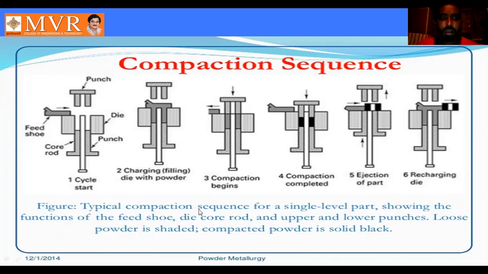So see here the typical compaction sequence for a single level part, showing the function of a feed shoe, die, core rod, and upper and lower punches. Loose powder is shaded, and the compacted powder is solid black. So the compacted powder is the solid black color here. So these are the compaction sequence steps, step by step.